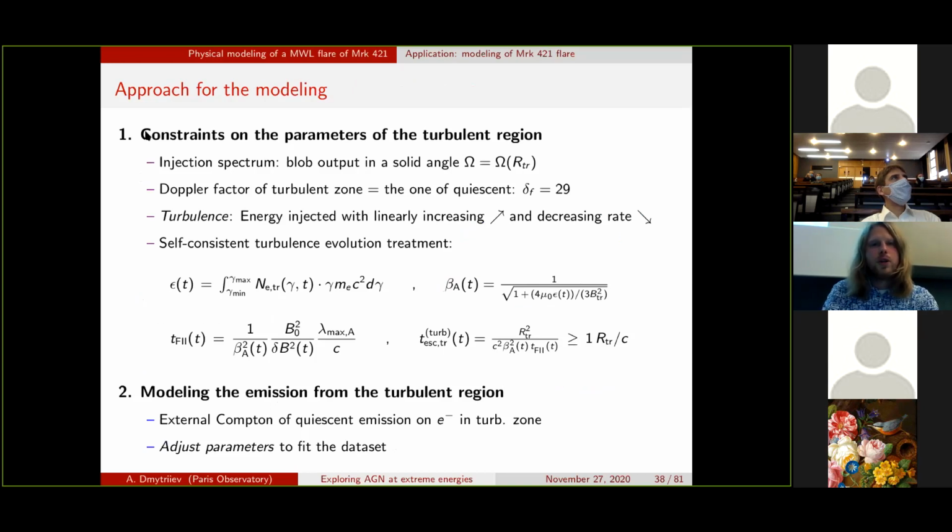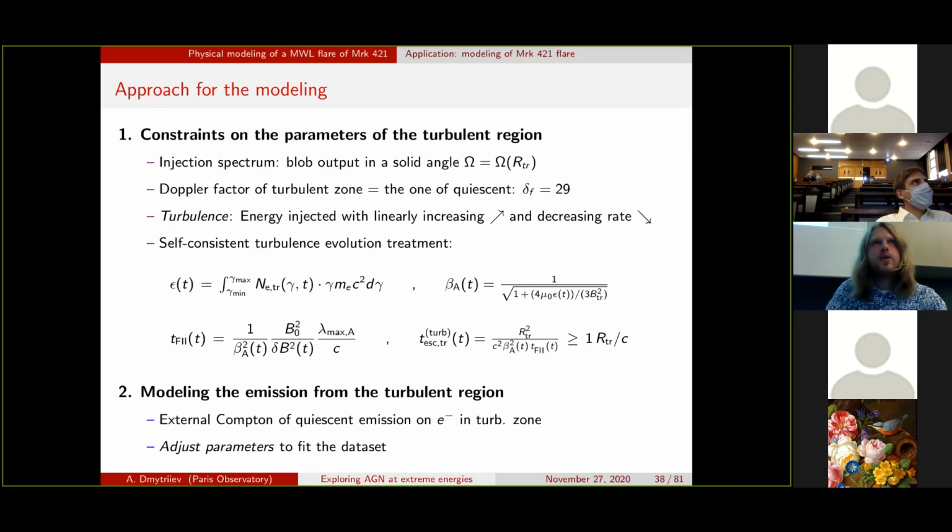So the approach for the modeling was the following. We in fact have quite a few constraints on the parameters of the turbulent region. Its injection spectrum is defined by what the blob is ejecting in the solid angle enclosing the turbulent region. Then we assume that the transient turbulent region is actually co-moving with the blob, so it has the same Doppler factor. And the turbulence, we assume, is injected with a linearly increasing and decreasing rate.